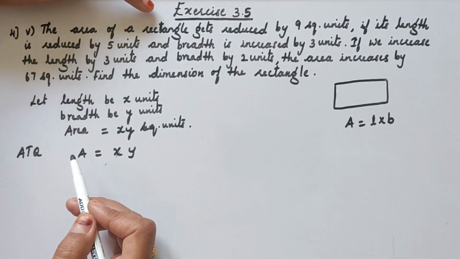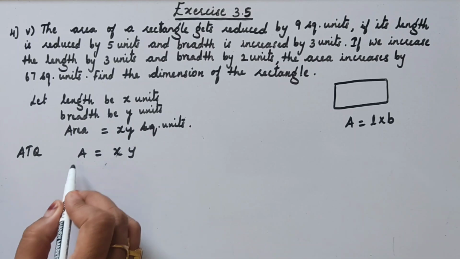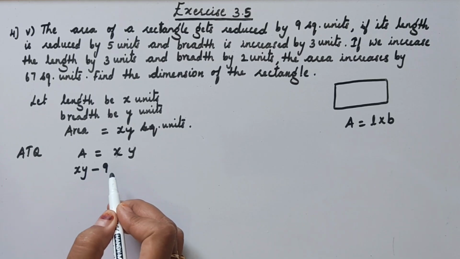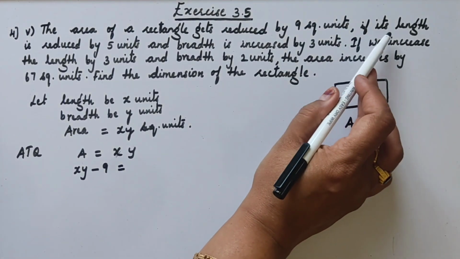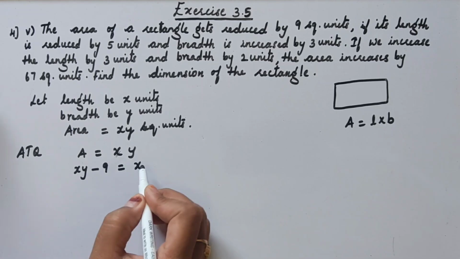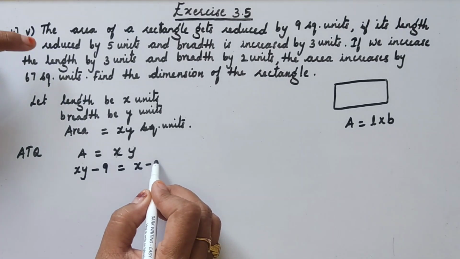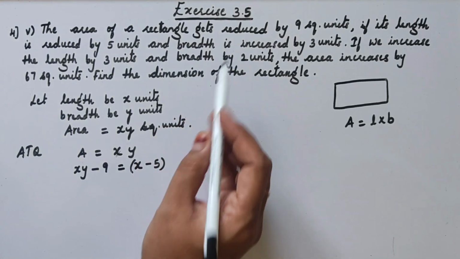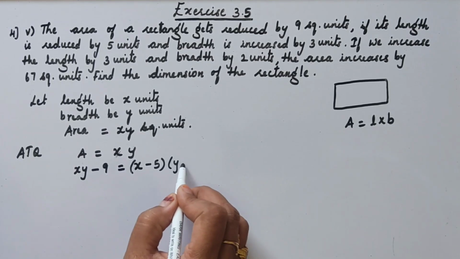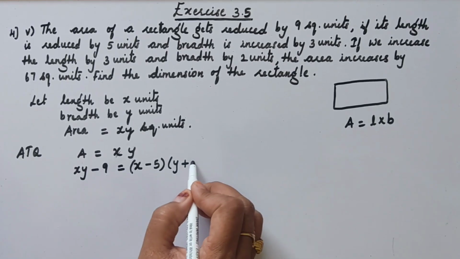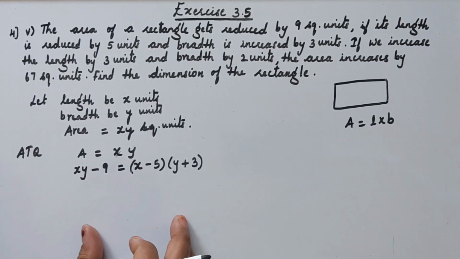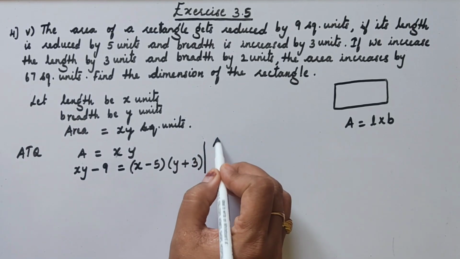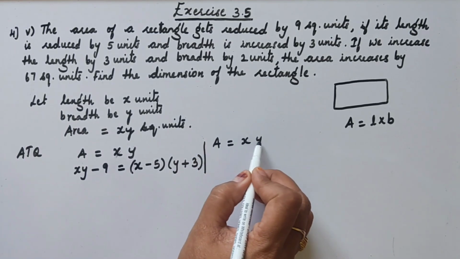The area of the rectangle gets reduced. So area is xy. This will get reduced by 9 square units, if its length is reduced by 5 units, minus 5, and breadth is increased by 3 units, so y plus 3. Okay, so this is the first thing I got here. The second one: area equal to x into y, length into breadth.